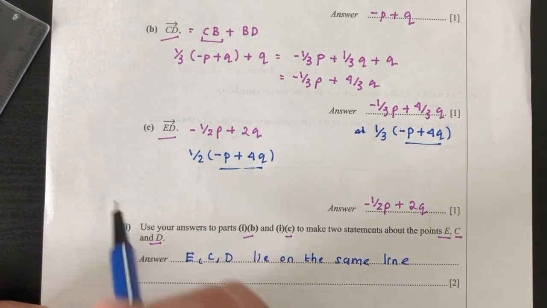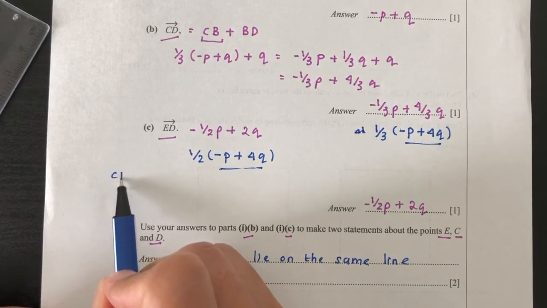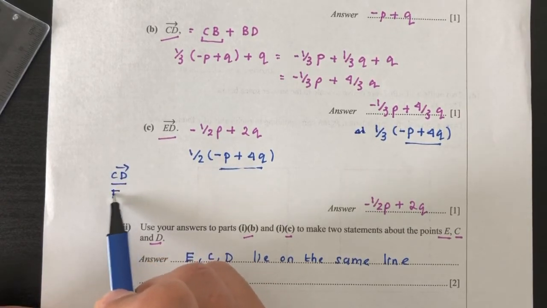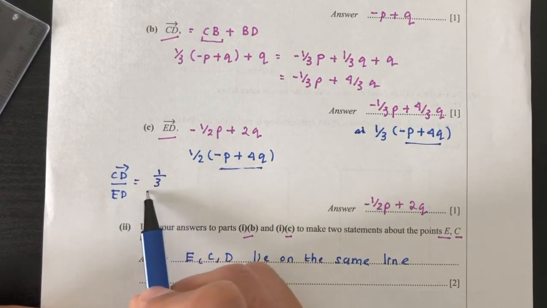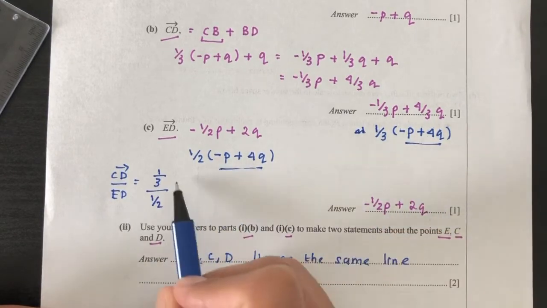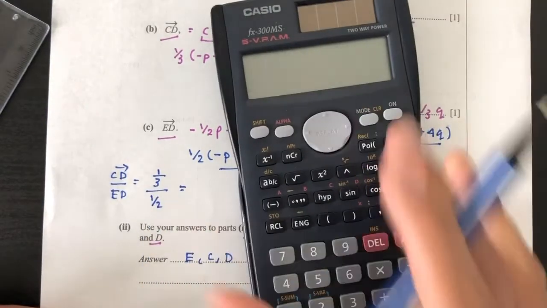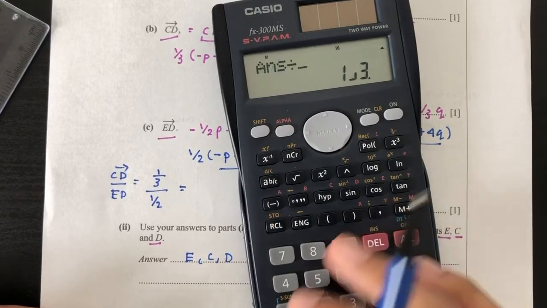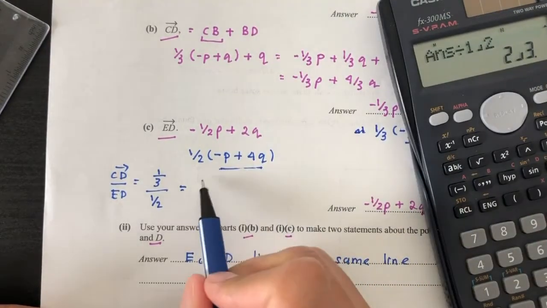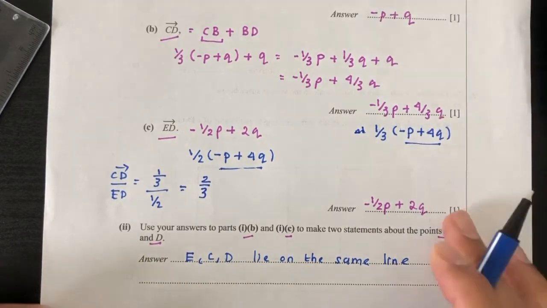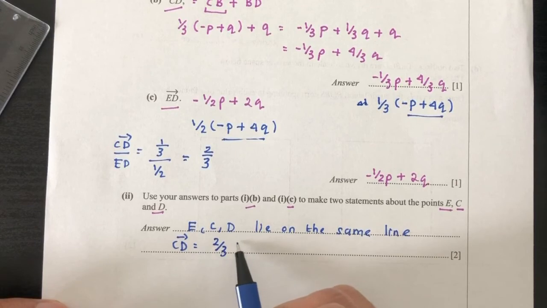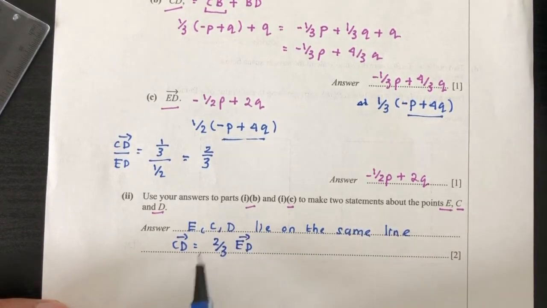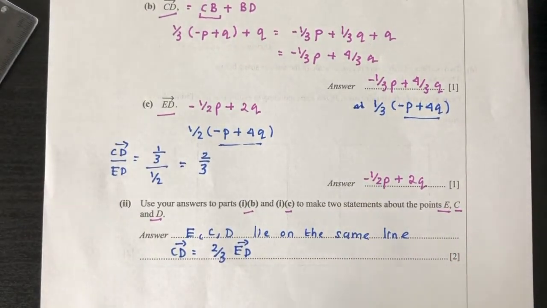Now we can find the ratios. How would you find the ratio of CD over ED? Pretty easy. CD is just 1 over 3 and ED is 1 over 2, so these two are the same, they will cancel out. So what is 1 over 3 divided by 1 over 2? That will be 2 over 3. So it means that CD is equal to 2/3 of ED. Those are the two pieces of information we need to write about these 3 points. That will be part A.